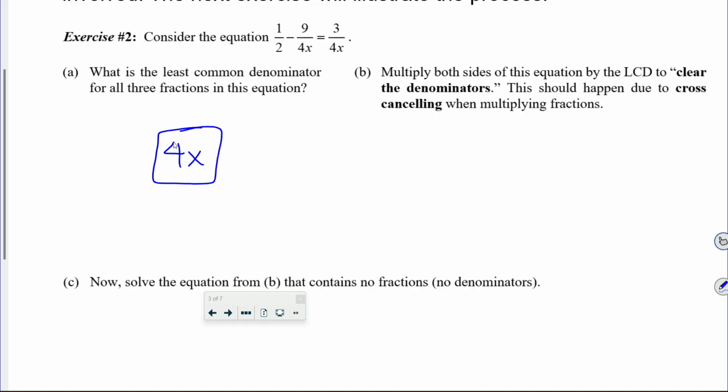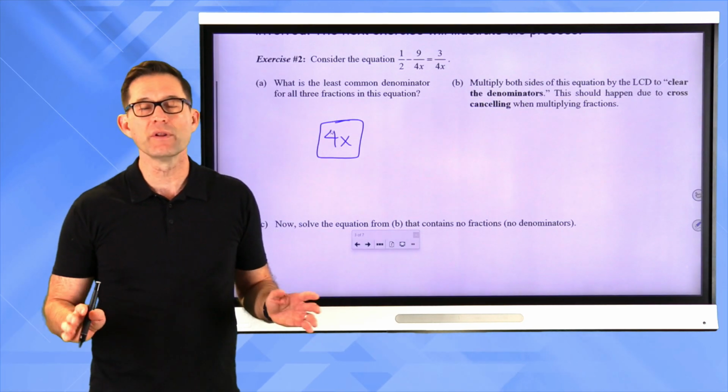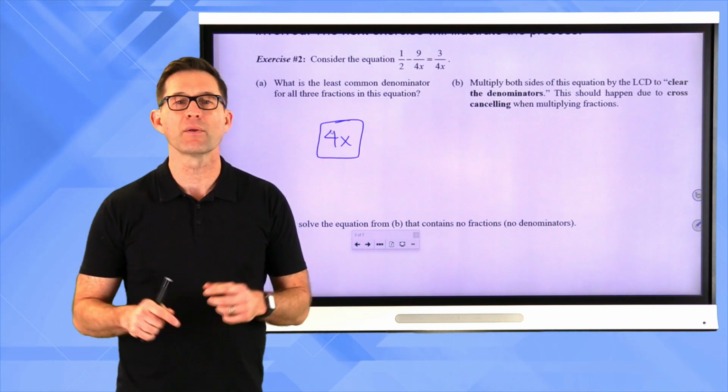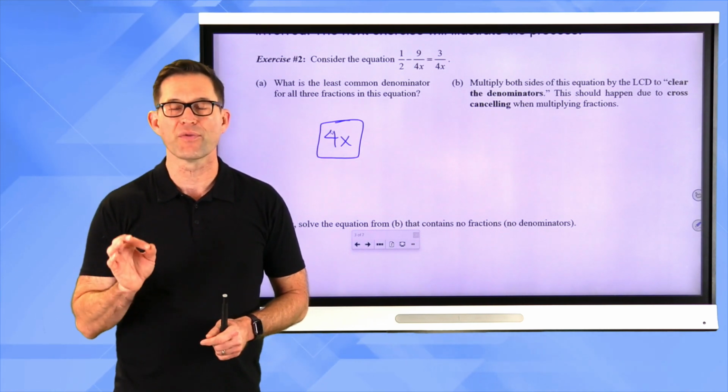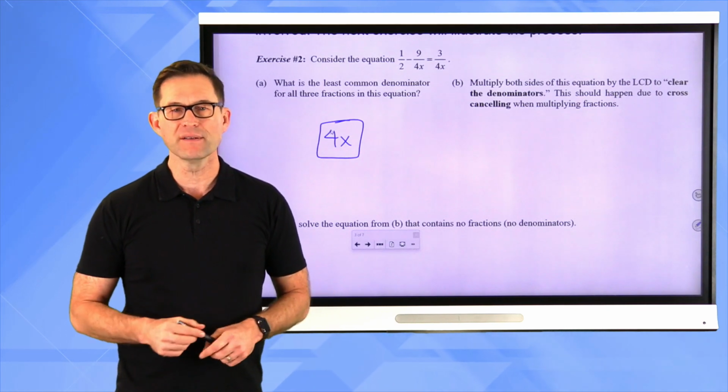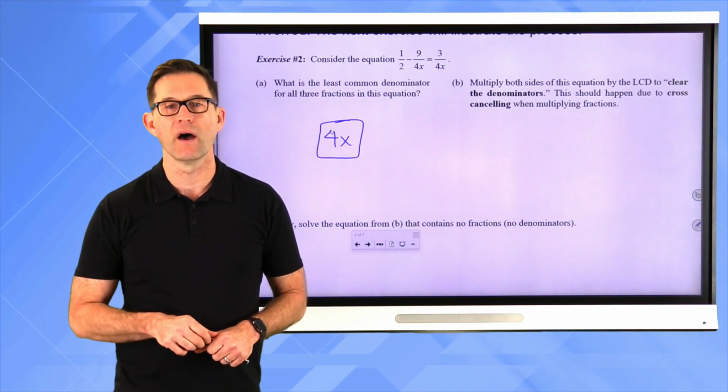Multiply both sides of this equation by the LCD, the least common denominator, to clear the denominators. This should happen due to cross-canceling when multiplying fractions. All right, so this is really cool. This is a technique that is commonly referred to as clearing out the denominators. Now remember, I've got something called the multiplication property of equality.